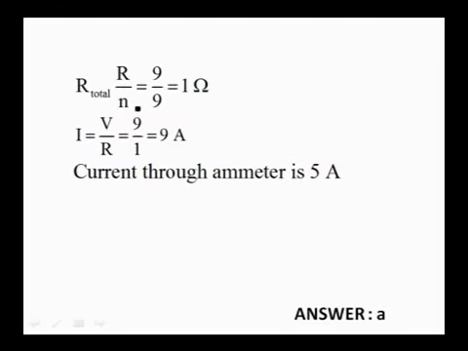So, the total resistance is R by N, that is 9 by 9, equal to 1 ohm. Current is equal to V by R, that is 9 by 1, equal to 9 ampere. Therefore, the current through the ammeter is equal to 5 ampere.